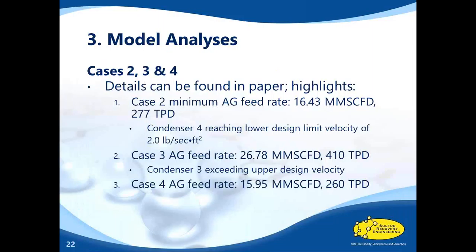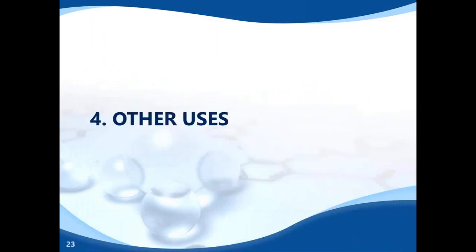Finally, in case 4, again with the 40 mole percent feed, the SRU is capable of processing at a minimum 260 tons per day. Makes sense. Lower quality acid gas allows you to get to a lower processing capability. So that's it for the paper and the presentation that we've done, the paper and the conclusions received from the simulation cases.